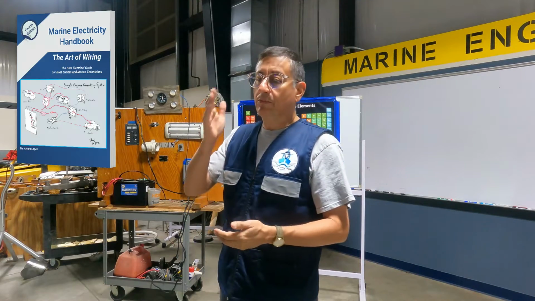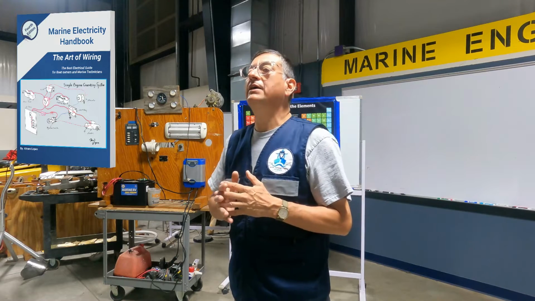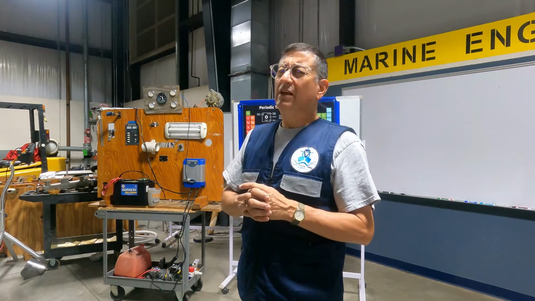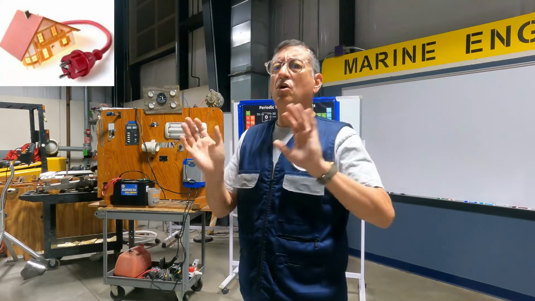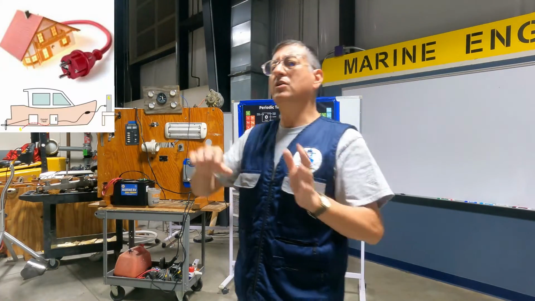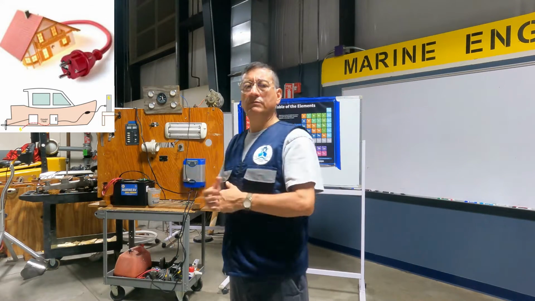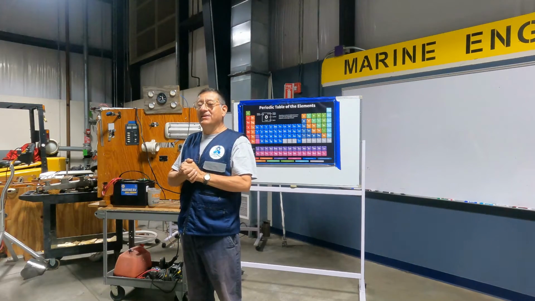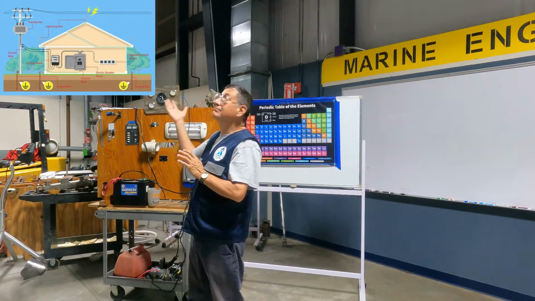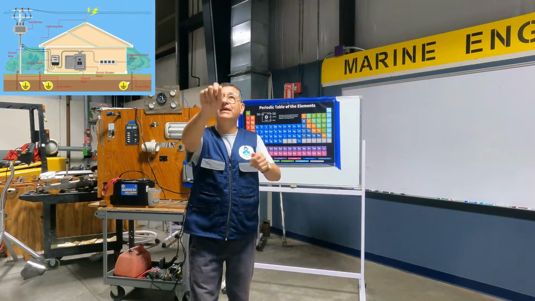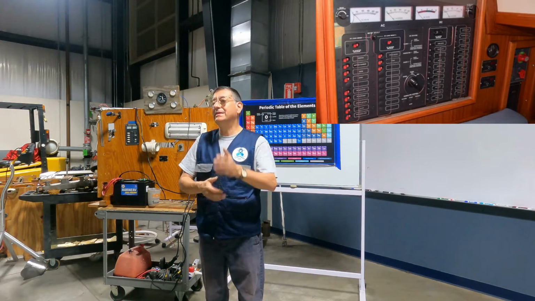Electricity. We are going to start with basic electricity, but before I start, let me tell you something. What is the difference between the electrical wiring in your home and the electrical wiring in your boat? Why is my home a little different than my boat? The main difference is that in your home you only have AC power, AC outlets, AC breakers. In your boat you have AC and DC.